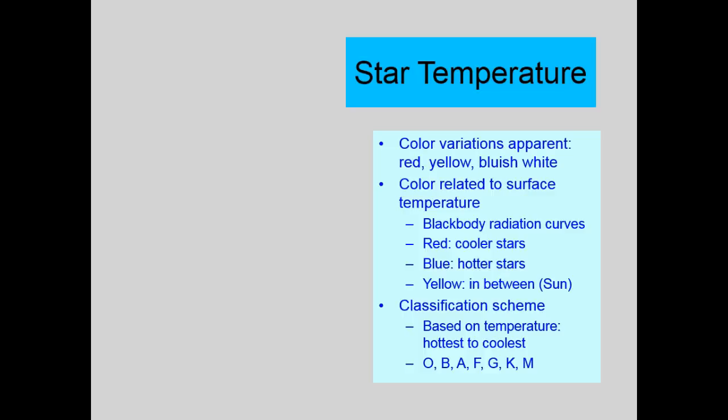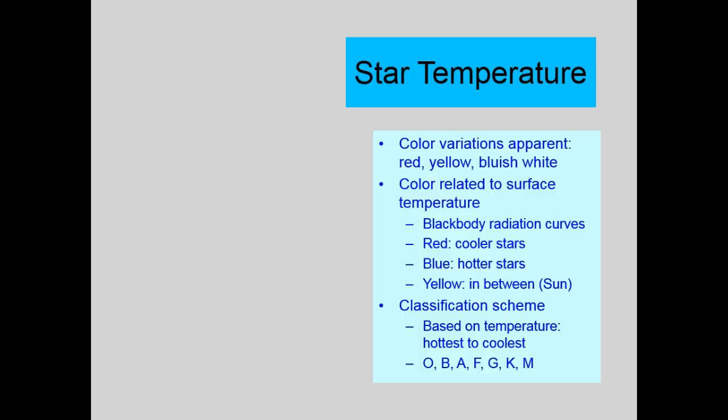Now we measure this or determine this by what we call black body radiation curves, which is a big mouthful. The red are your coolest stars, the blue are your hottest stars. And guess what's in between? Yellow, and guess whose star is yellow? Ours. The good old sun is right in the middle, average star.